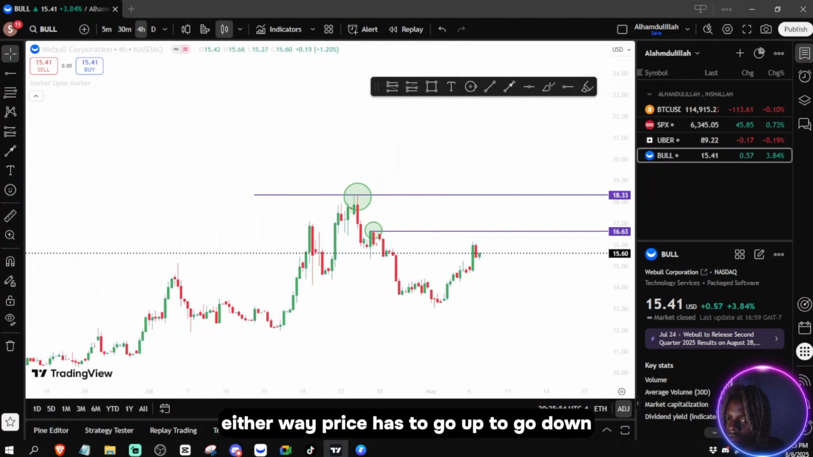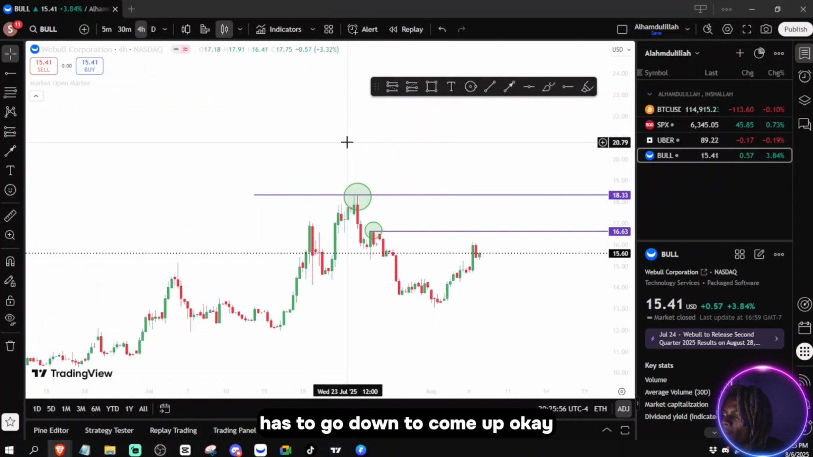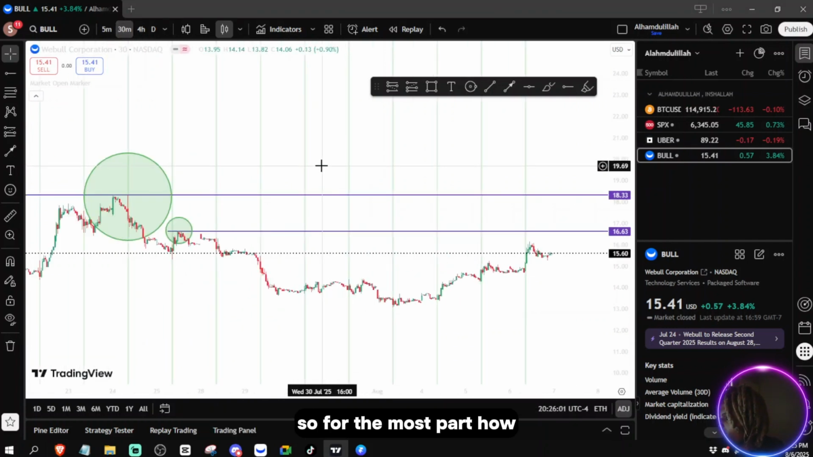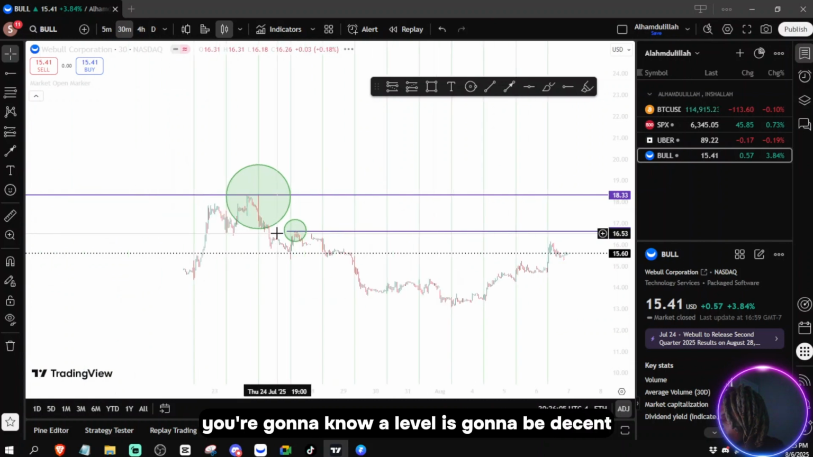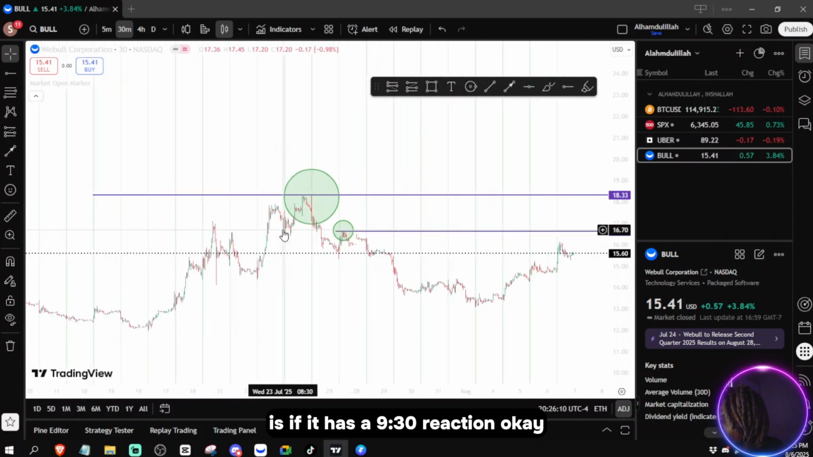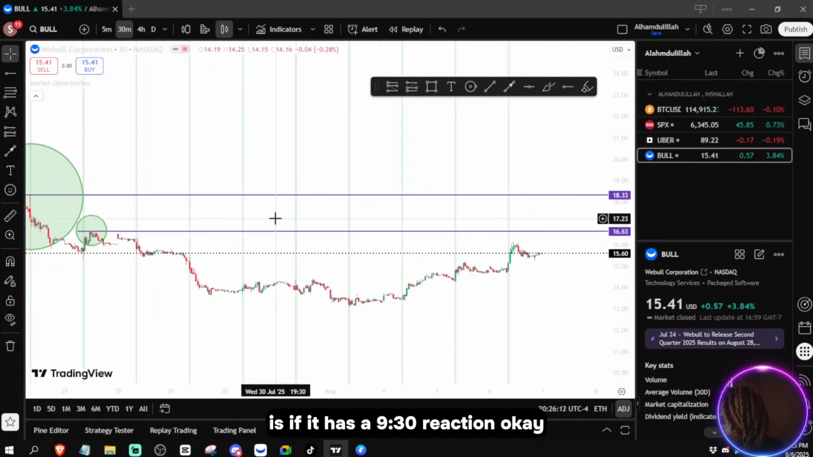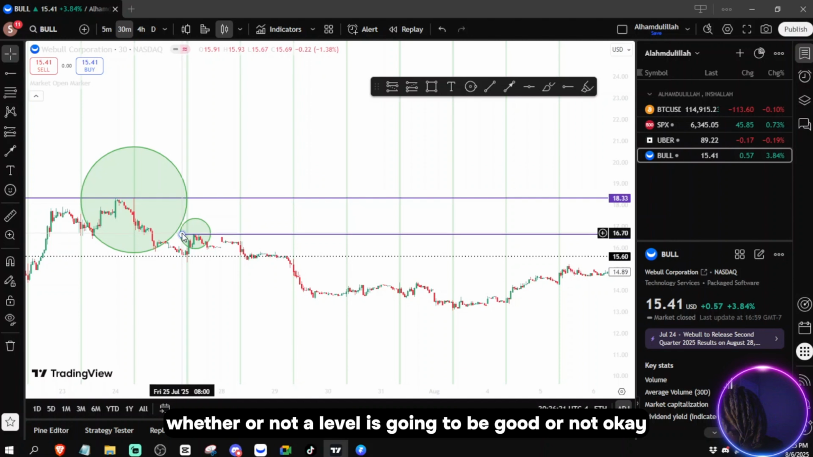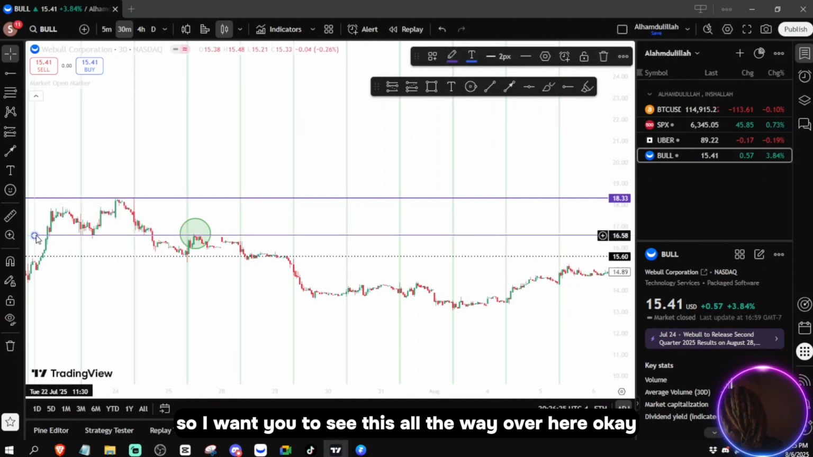Either way, price has to go up to go down. It has to go down to come up. So now here's how I'm going to show you if a level is good or not. For the most part, how you're going to know a level is going to be decent is if it has a 9:30 reaction. A lot of the times, and it's not going to be all the time, but a good chunk of the time, a 9:30 reaction is going to show you whether or not a level is going to be good or not. So I want you to see this all the way over here.